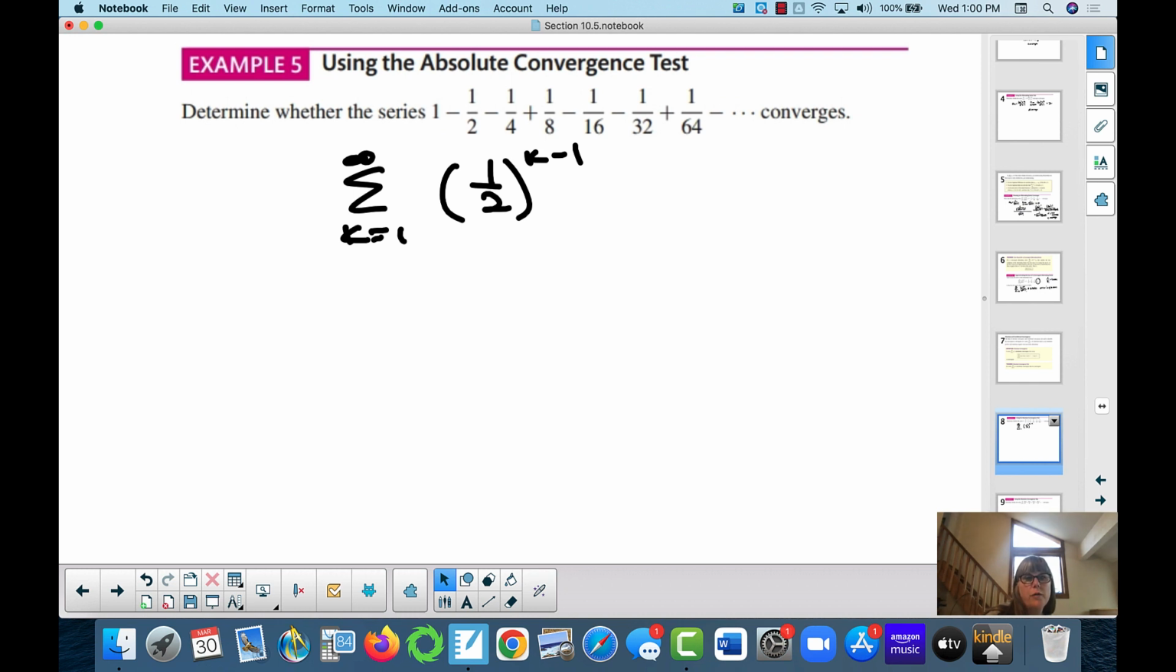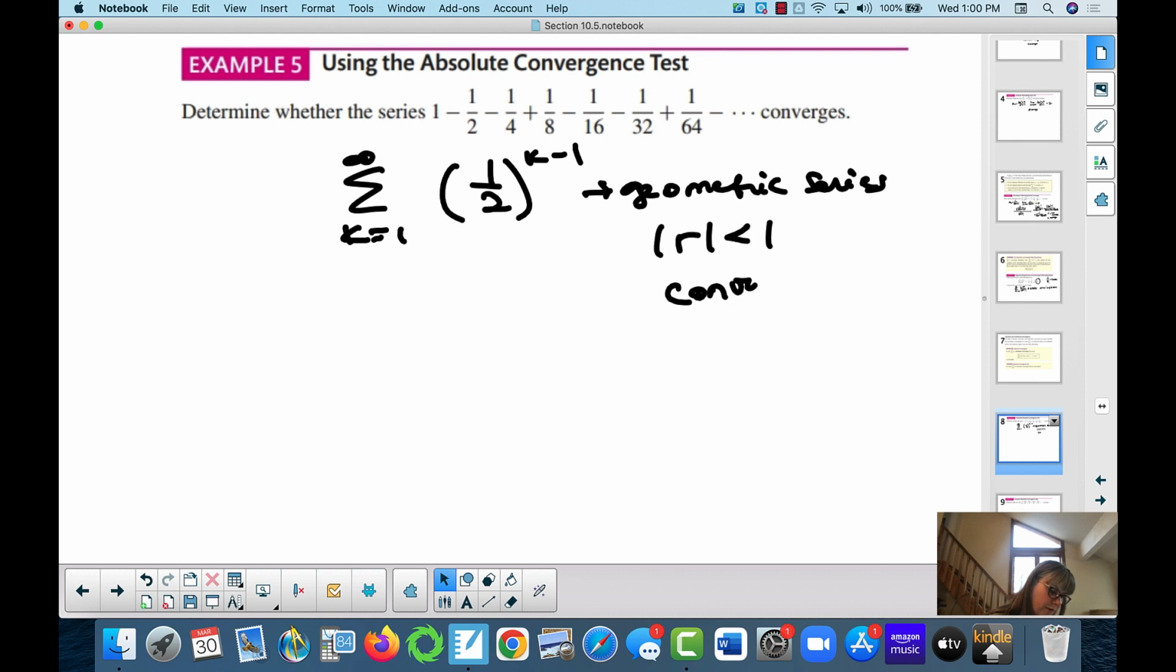When I plug in 2 here, that's how I get 2 to the 1 power, 2 to the 2 power, 2 to the 3rd power, and so on. So remember, I'm ignoring the signs right now. I want them all to be positive. And so this is this series if all of these are positive. Well, this is a geometric series. And since the absolute value of r is less than 1, this series converges.